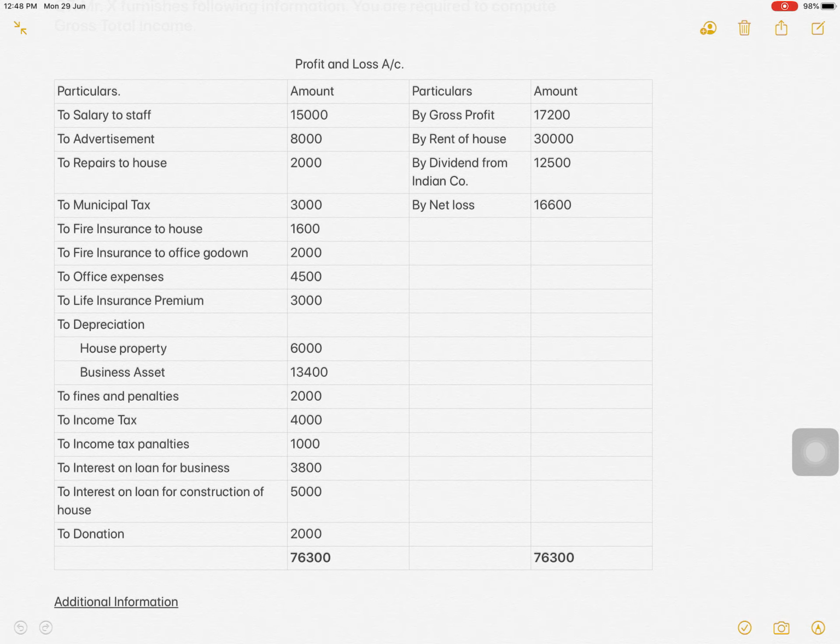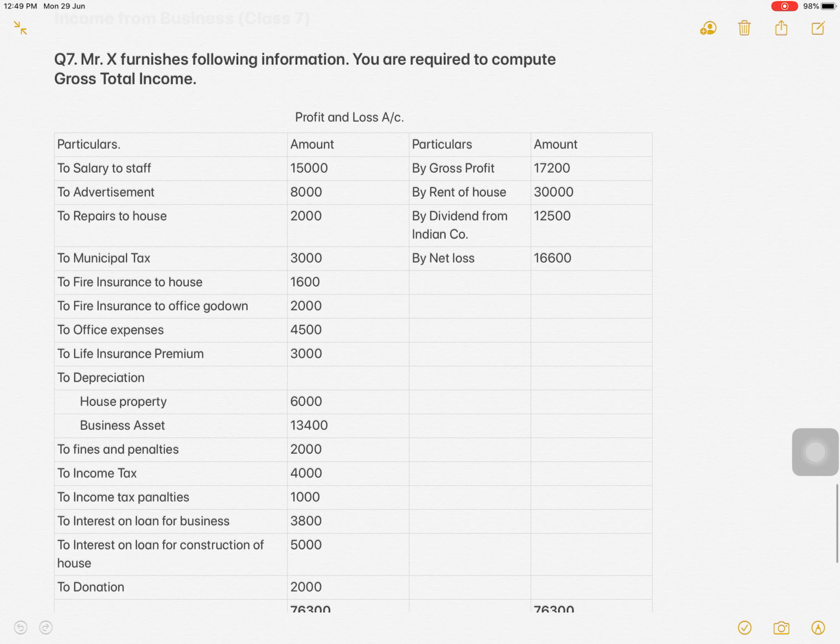To interest on loan for business, it is a business expenditure. To interest on loan for construction of house, this is disallowed. Next, to donation 2,000, that is personal, so you will add. Now let's see the credit side. By gross profit. By rent of house, this is income from house property, so you will treat it separately.